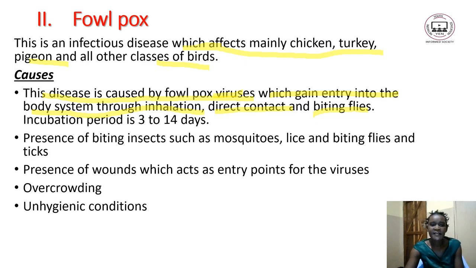Most of the time the disease can easily spread if there is presence of biting insects such as mosquitoes, lice, biting flies, and ticks, just because these are carriers of the smallpox. Also, presence of wounds may act as an entry point for the virus. So make sure that if the birds have some wounds, you treat them to prevent the viruses from entering their body. Overcrowding can also be another cause of the spread of the disease, not forgetting unhygienic conditions.